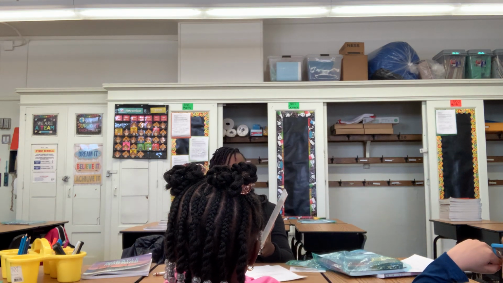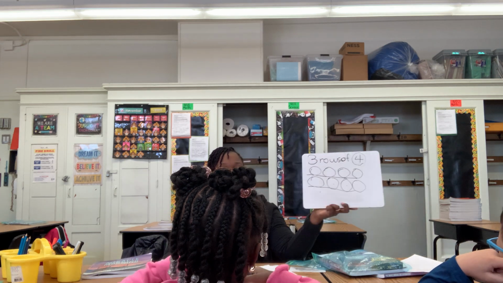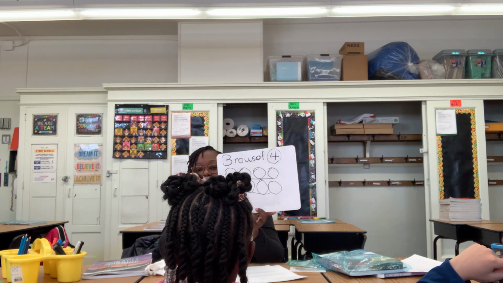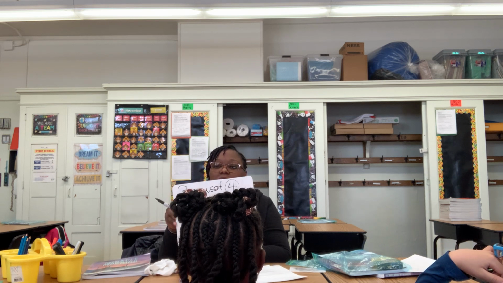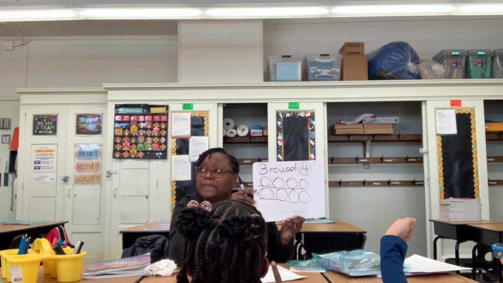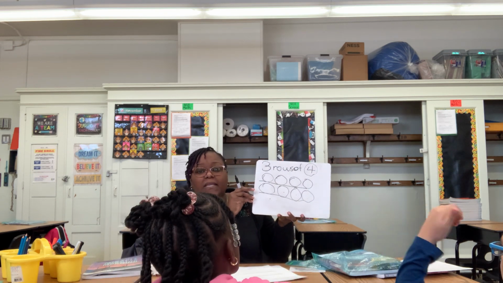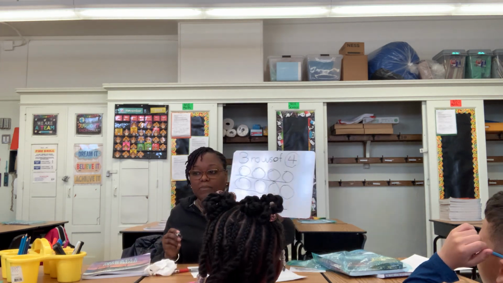Let me change something. Let's see if we can do 3 rows of 4. If I already have 2 rows, what do I need to do to have 3 rows? How many more do I need? 2 plus 1 equals 3. So I think I need to add 1 more row. So I'm going to add another row to the bottom. Do you see my extra row?